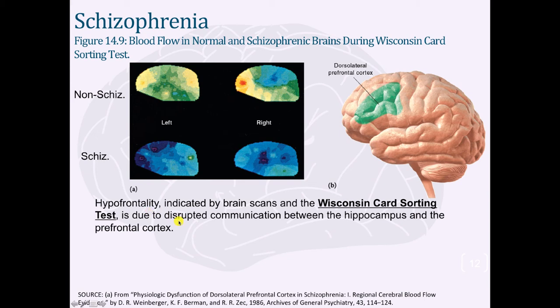We'll make a note right now that the hypofrontality seems to be a function of disrupted communication between the hippocampus and the prefrontal cortex. So it's not just looking at one area in isolation, but how these different parts of the brain communicate together and influence each other. Here we're seeing that the hippocampus and the prefrontal cortex have major connections between each other, and they influence each other quite a bit. Those connections seem to be reduced in individuals with schizophrenia. So let's take a look at the Wisconsin card sorting test.